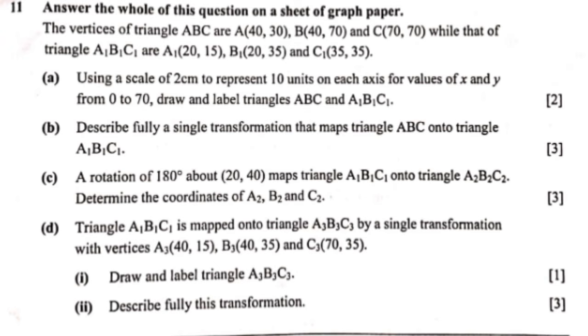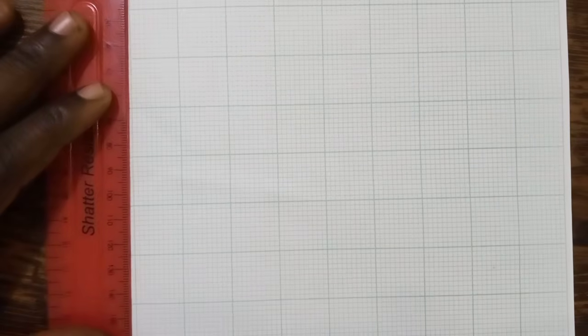Using a scale of 2 centimeters to represent 10 units on each axis for values of x and y from 0 to 70. Draw and label triangle ABC and A sub 1, B sub 1, C sub 1. All right, so very simple. Here we need the ruler. Okay, so we check where is our 70 falling. So you do this, very important.